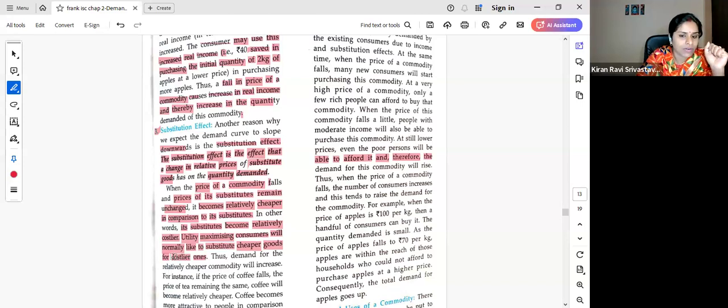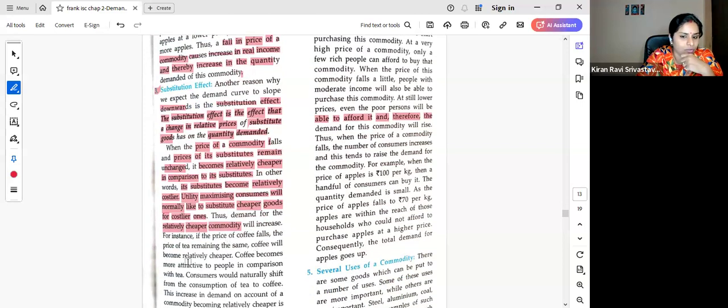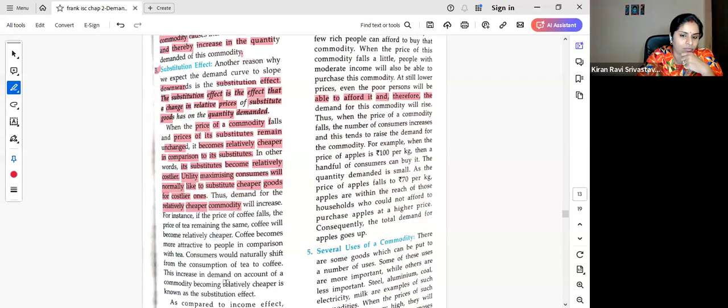Thus, the demand for the relatively cheaper commodity will increase. So here the relatively cheaper commodity is the McDonald's burger. For instance, if the price of coffee falls, this again I'm not reading, the tea and coffee example, you would understand. So the consumers would naturally shift from the consumption of KFC to McDonald's. So this increase in demand on account of McDonald's becoming relatively cheaper is known as the substitution effect. Is that clear?